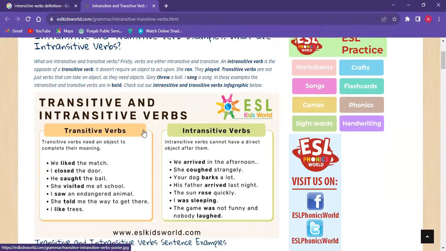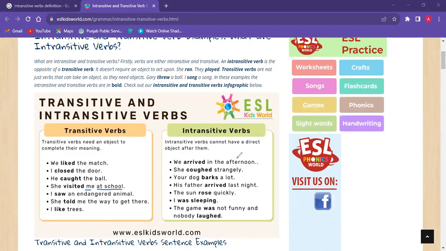Now again, you can see that it is she visited me at the school. If it would have been she visited, without me, only at school, then it's a prepositional phrase, and it would have had no passive voice. Okay. And intransitive verbs: we arrived in the afternoon, again a prepositional phrase. She coughed strangely. Strangely, again, adverb. Your dog barks a lot, again, adverb.